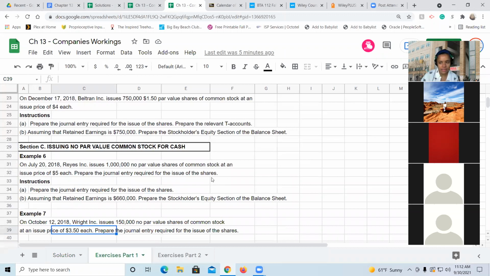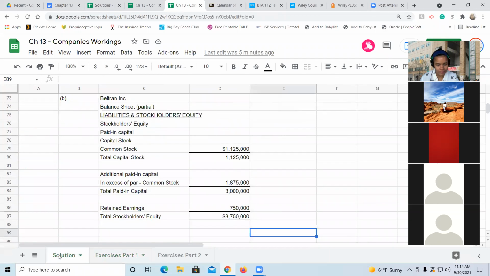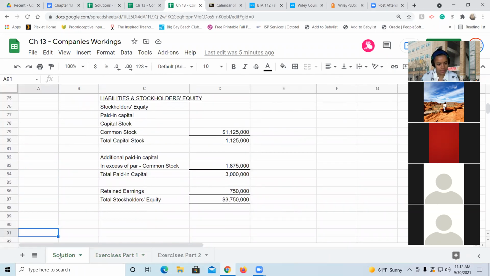Again, based on the theory that we just read, the cash is going to be the issue price times the number of shares. Common stock is just going to be credited with the same amount you put into cash. So a very simple example. I'm going to do it for you over here. Example 6.